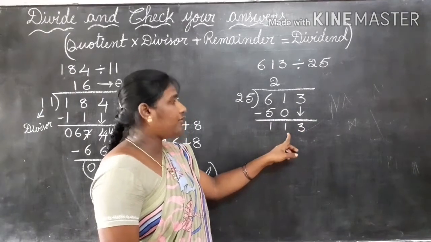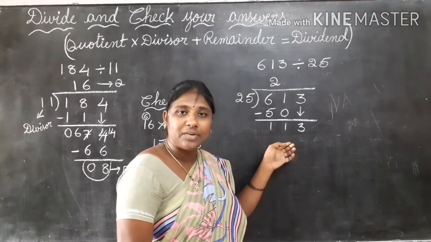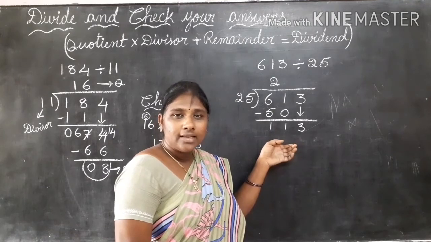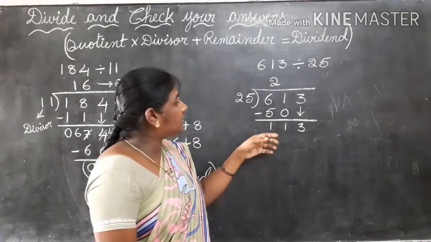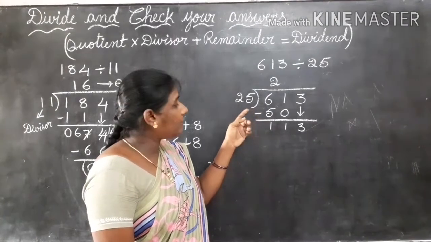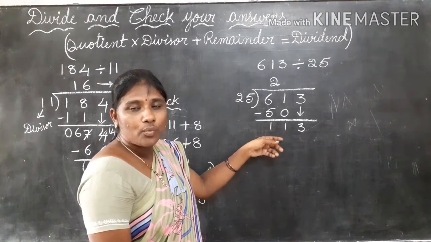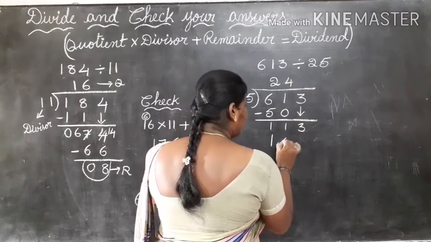113. Now the 25 table again. 25 ones are 25, 25 twos are 50, 25 threes are 75, 25 fours are 100, 25 fives are 125, 25 sixes are 150. 25 fives are 125, which is more than this 113. So we have to take 25 fours. 25 fours are 100.